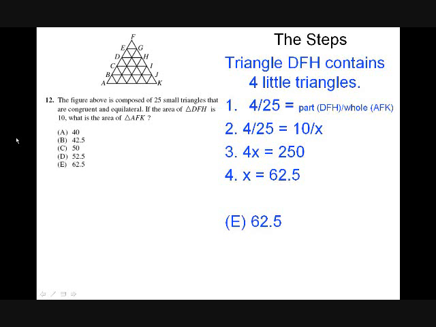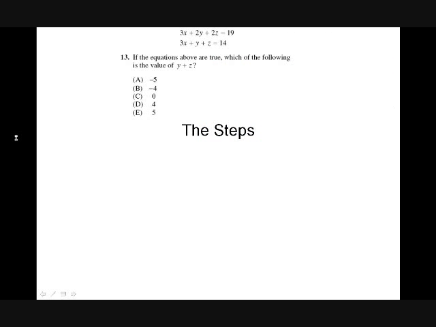Moving on to number 13. So you have simultaneous equations here. If the equations above are true, which of the following is the value of y plus z? So let's take a look at these simultaneous equations. We want to cancel out the x's. Well, they have 3x as the x term in both of these equations. So we can cancel out the 3x's just by subtracting one of these equations from the other.